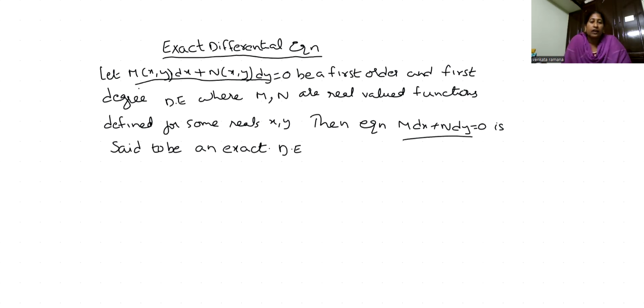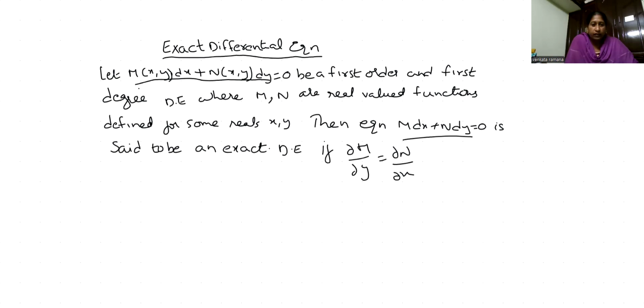is said to be exact only if ∂M/∂y is equal to ∂N/∂x. So if any equation is of the form M dx plus N dy equal to 0, it is said to be exact only if it satisfies the condition ∂M/∂y equals ∂N/∂x. Now we will look at the working rule.